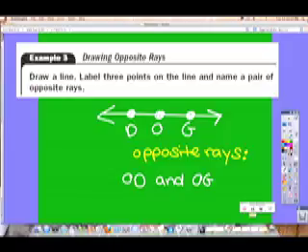Okay, sketch 2 lines that do not intersect. Guys, shout out a vocab word for that. If 2 lines never intersect, what kind of lines are they? You can shout it out. Good job. Okay, draw your parallel lines.